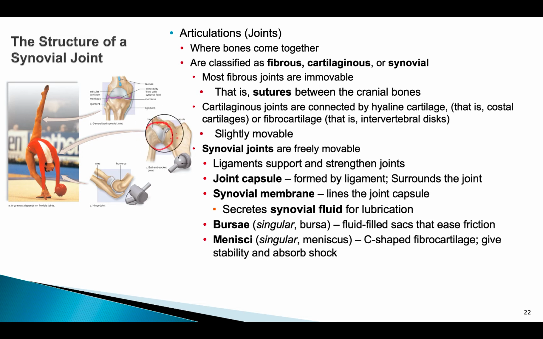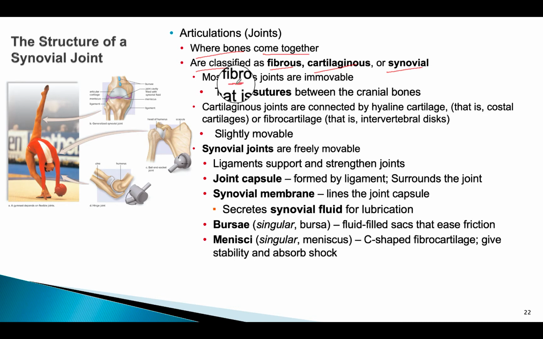There's one over here, for example, on the shoulder, one over here for the knee, and then one over here for the elbow. So articulations, or joints, specifically are where bones come together. They have classifications as well. These are the different types of joint classifications: fibrous, cartilaginous, and synovial joints. We will discuss this in much detail as we go on with our lecture.